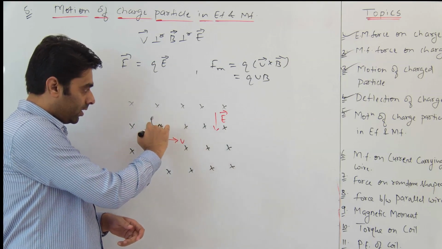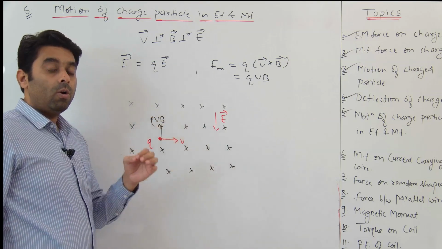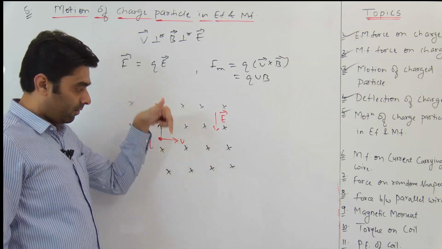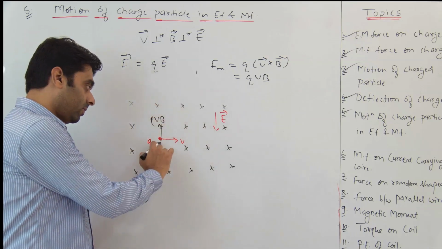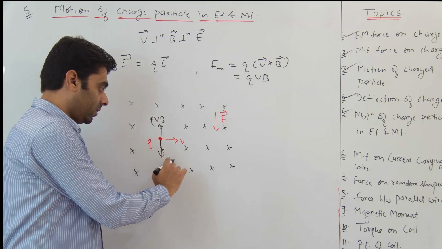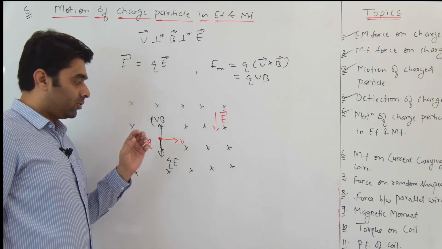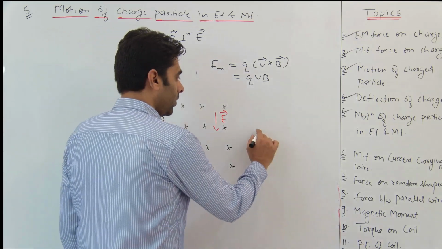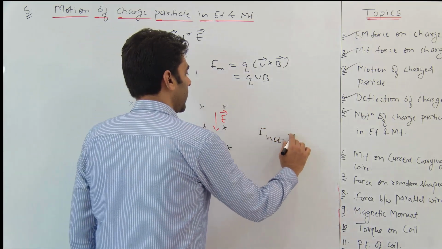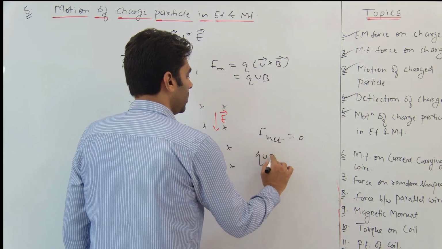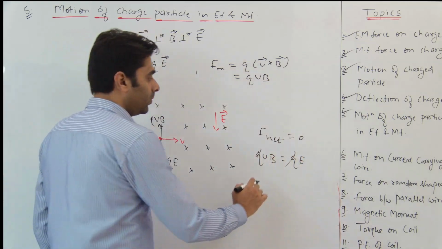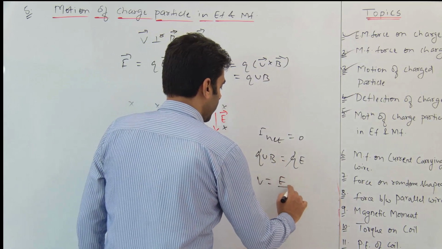How much will it be? QVB. Now how much force should act? First of all, your electric field will be in the downward direction, then only we will get a downward electric force, which will be equal to QE. If the charged particle goes undeviated, that means the net force F net should be 0 on it. That implies QVB should be equal to QE, the Q's cancel, and V is equal to E by B.